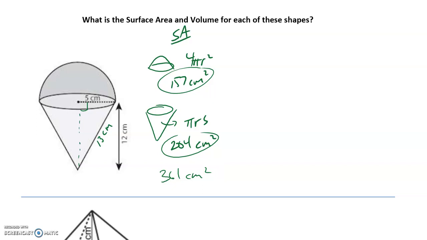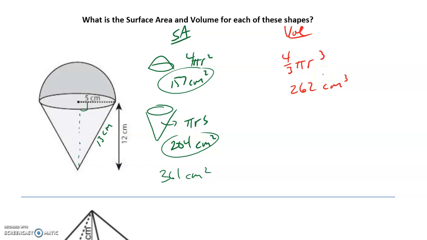Now if we do volume, the volume for a sphere, of course, is 4/3 pi r cubed. But once again, find the volume of the entire sphere and then just cut in half. We only need half of a sphere. If we do that, hopefully we get 262 centimeters cubed.